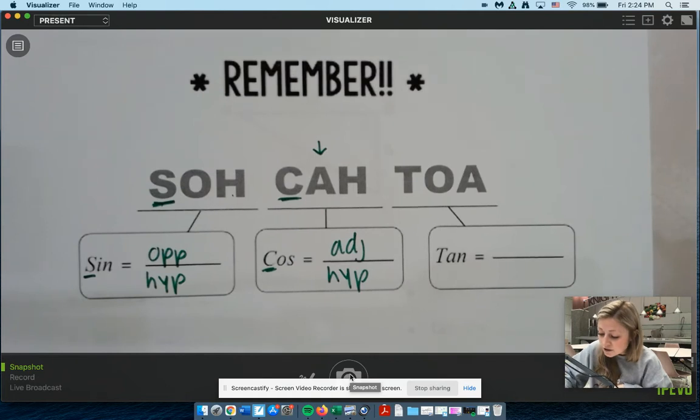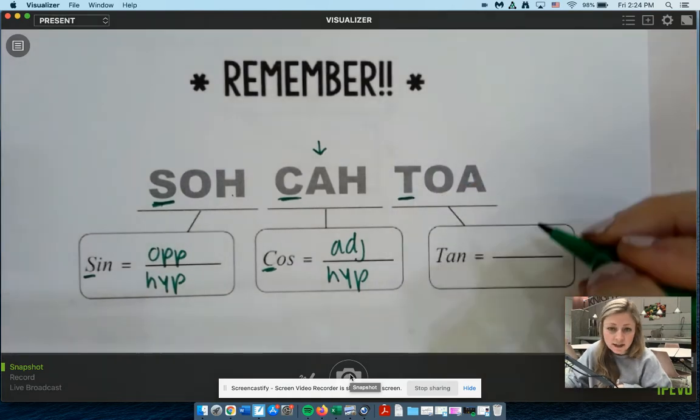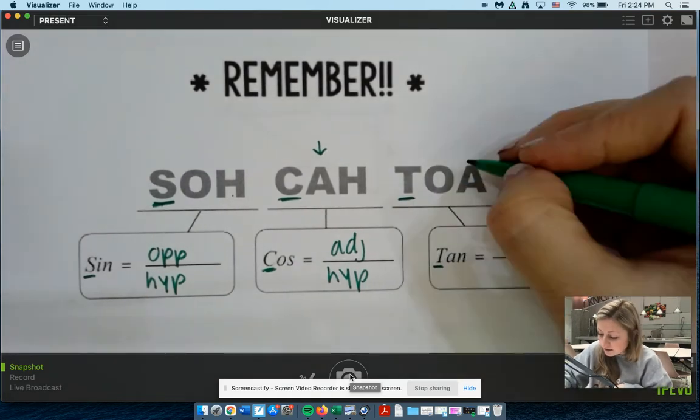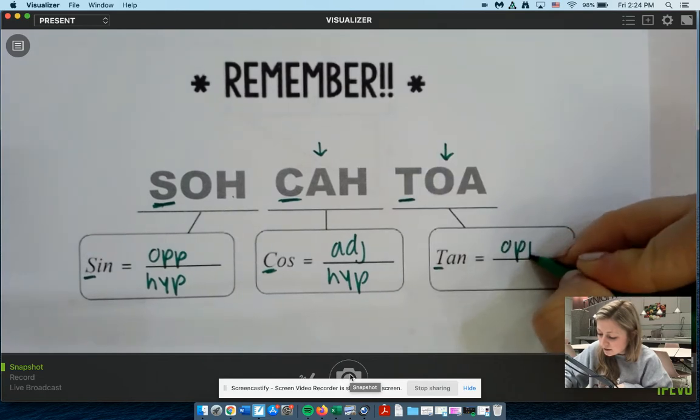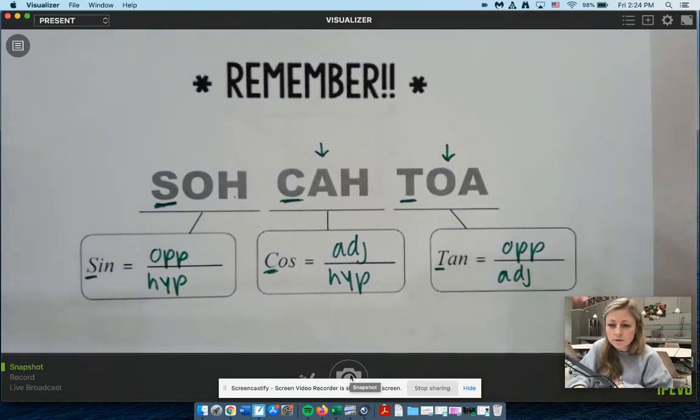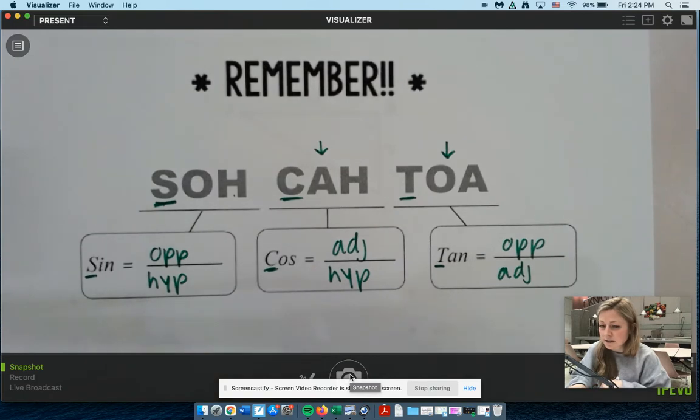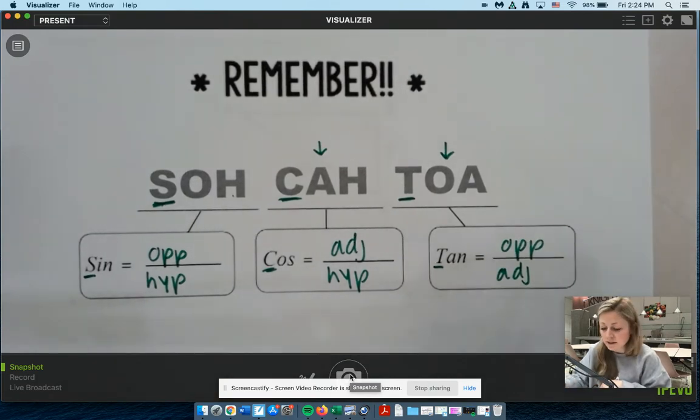And then our tangent, T for TOA, T for tangent, is our opposite leg over adjacent. So I'll have this on the board from here on out, and you guys can hopefully memorize it too. So it would be tangent, cosine, and sine. You'll be able to remember what goes with what.